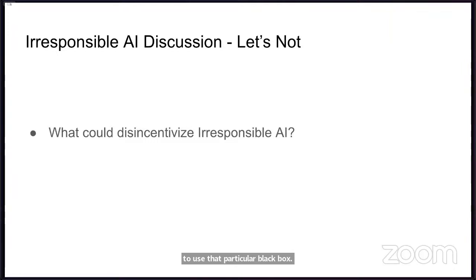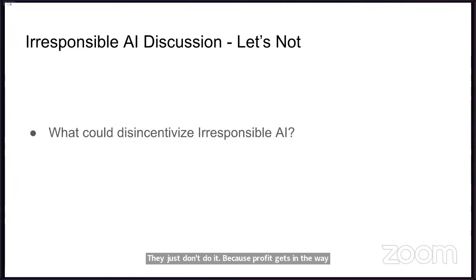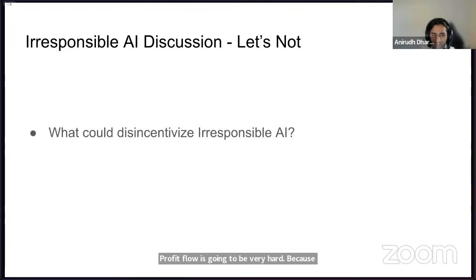I think it's going to be useful to understand where this responsibility happens. Is this from model providers, model users, or application developers? I felt like model providers or developers know what the right thing to do is. They just don't do it because profit gets in the way. And unless we have a way to control for that profit flow, it's going to be very hard. Away from capitalism. Yeah, Ilya has entered the chat.